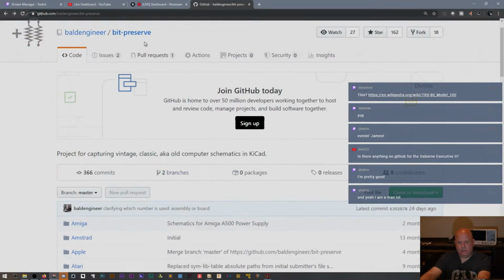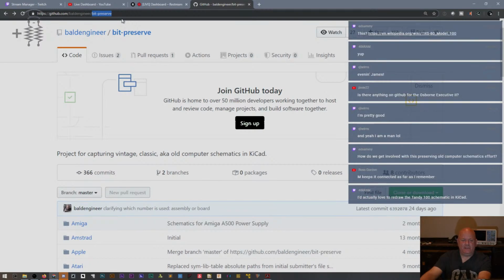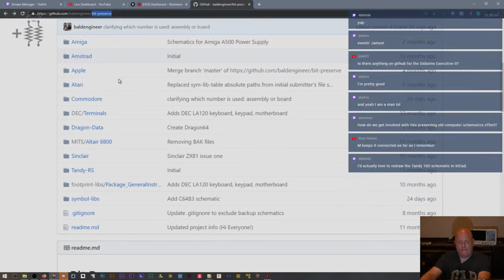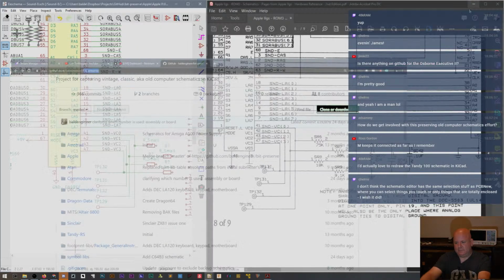Did I still have this open? So go to github.com/baldengineer bit-preserve. And on my website, the graphic I used was like a jar of jelly, so like preserves. Anyway, I don't think there's anything Osborne yet. But maybe that's because we're waiting for the next version.